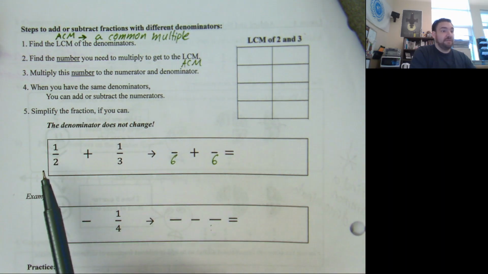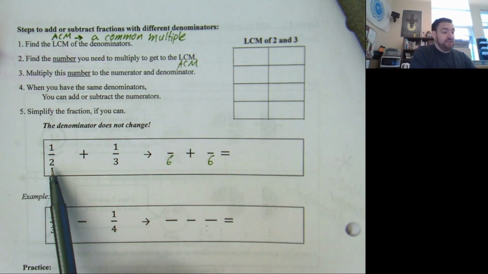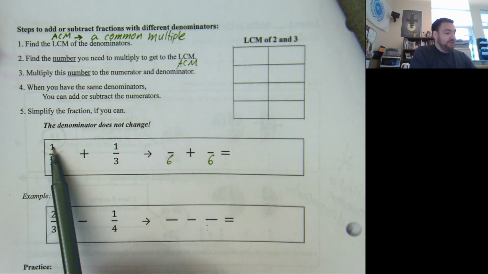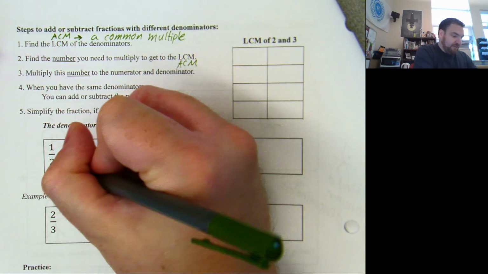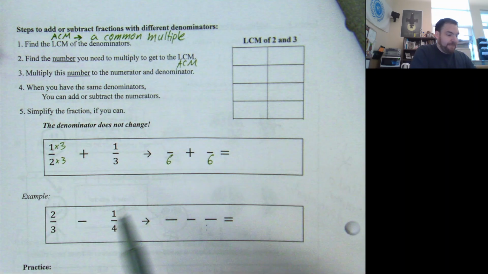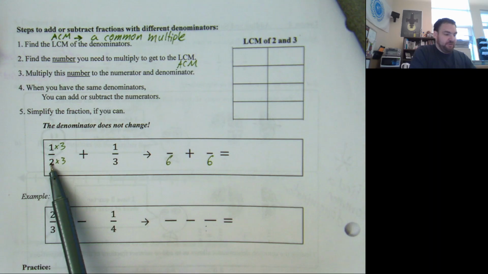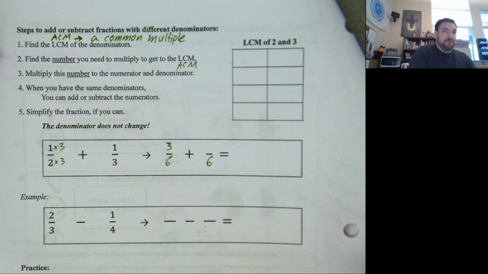Yes, sir? We could multiply it by each other. And whatever I do to the denominator, I have to do to the numerator. So to take this and turn it into 6, I'm going to multiply the denominator by 3 and the numerator by 3. So 1/2 is going to turn into 3/6.